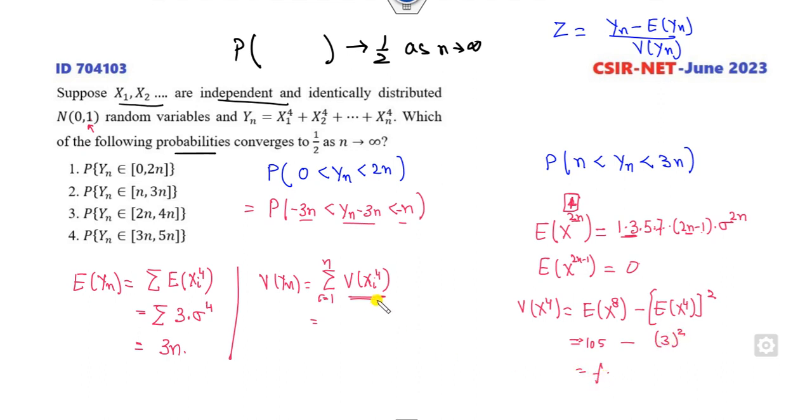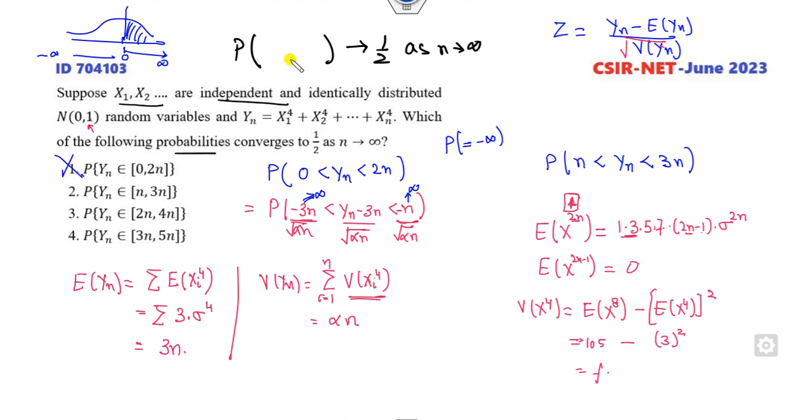It is a finite number. So say alpha is my finite number, then alpha n is my variance. So if I divide this by root of n, this is root of alpha n. Fine. Now as n approaches infinity, this part goes to infinity because it is root of n, and this goes to infinity again. So this portion can never be 1, because in case of the normal distribution, it is half when it goes from 0 to infinity, or 0 to minus infinity. So the first option is cancelled out.